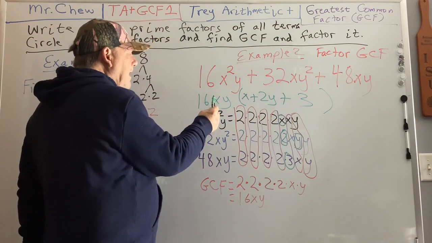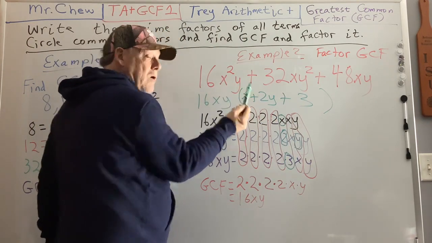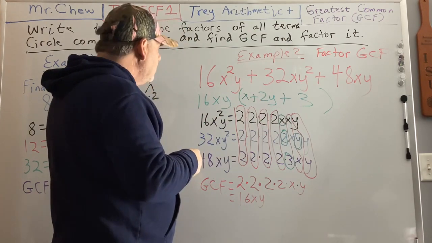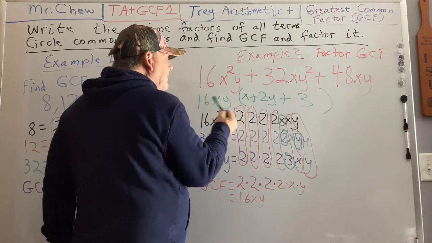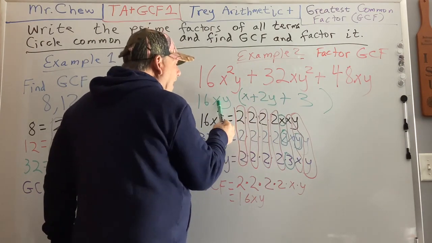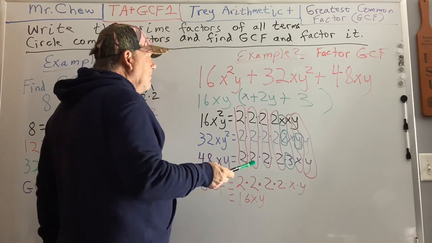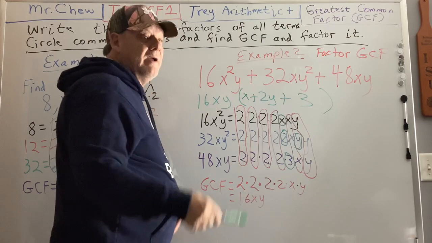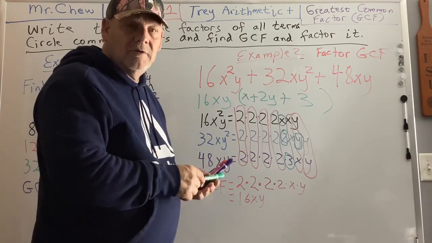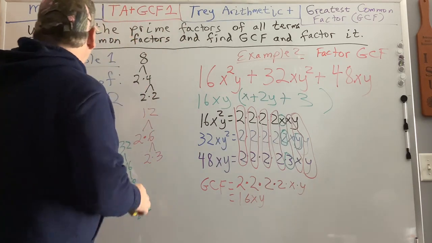So if I do the distributive property, 16xy times x is 16x squared y. That's right. And then 16xy times 2y: 16 times 2 would be my 32, and I've got an extra y, so xy squared. That's right. And then 16xy times 3 would be 48xy. I did that right.